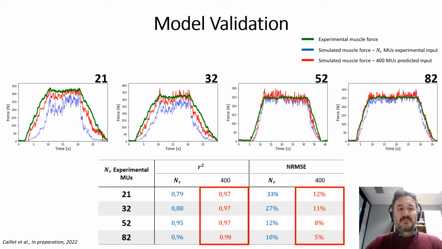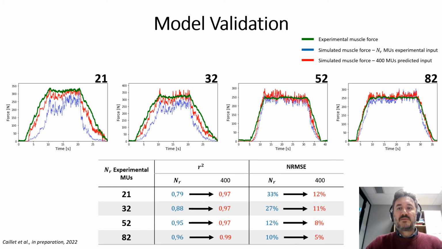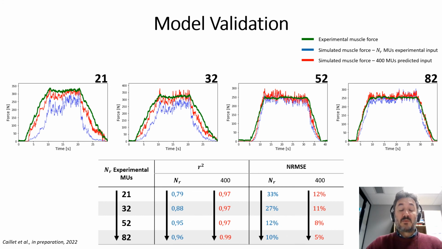We also found that the muscle force predictions were more accurate after the entire motoneuron pool was reconstructed than using just the experimentally identified motoneurons, for which the results are shown in blue. Finally, regardless of how the motoneuron pool was represented in the models, we found better validation metrics when a larger number of motoneurons were identified experimentally, with normalized root mean square error reducing almost 3 times from 82 to 21 motoneurons. It is also worth noting that these results were obtained without any musculoskeletal parameter calibration, which is typical of previous EMG-based approaches.